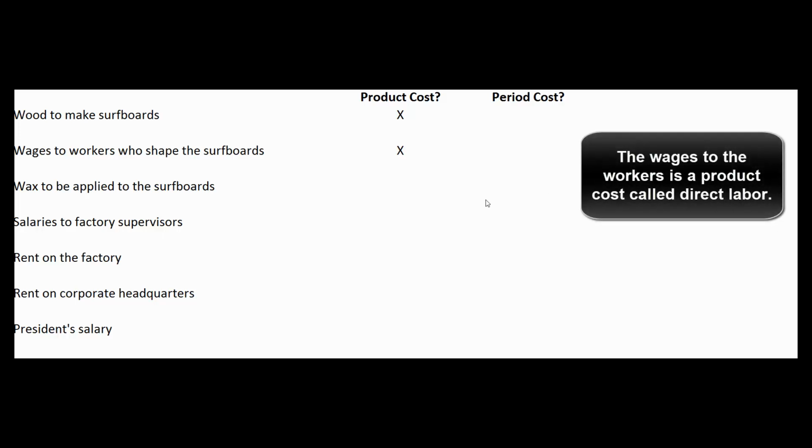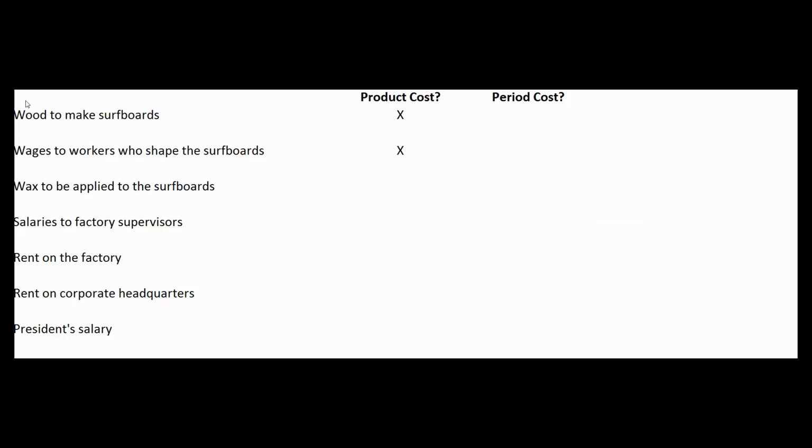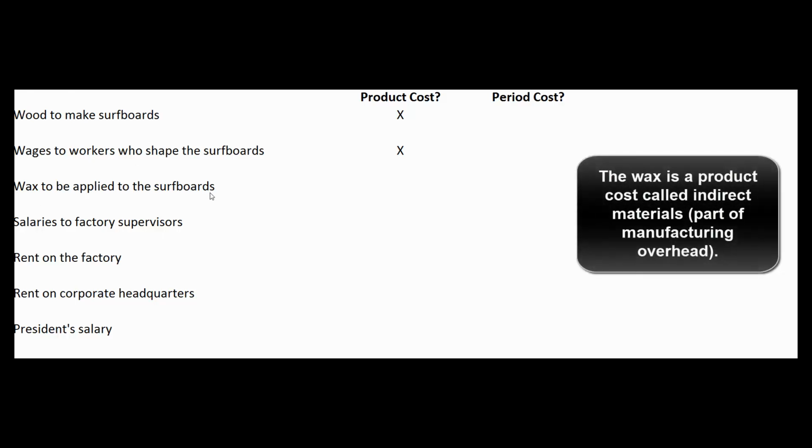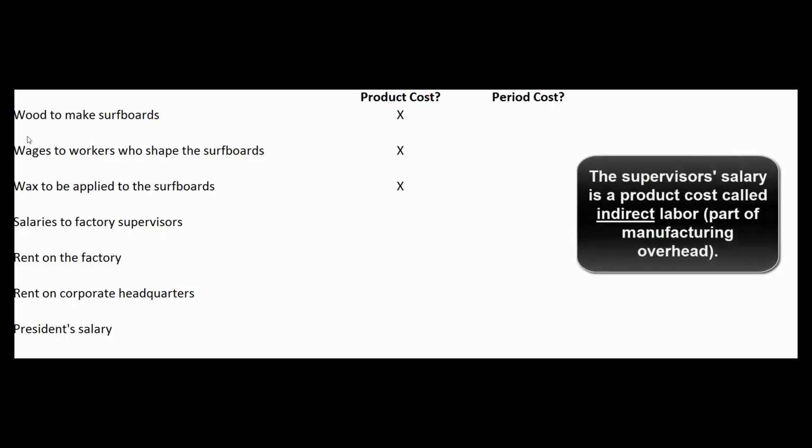What about wax applied to the surfboards? Well, that's part of the product cost. It's a little different than the wood. We're not going to be able to keep track of the amount of wax that gets applied to every surfboard very easily, so we're probably going to call that indirect materials, but it certainly is a product cost. And what about salaries to factory supervisors? That's a cost inside the factory, so it's a product cost. It's a little different than direct labor, these people that are working on the surfboards directly, but it's certainly a product cost. And what about rent on the factory?